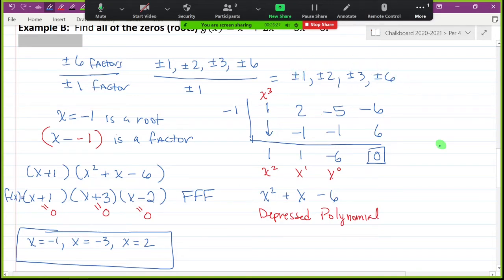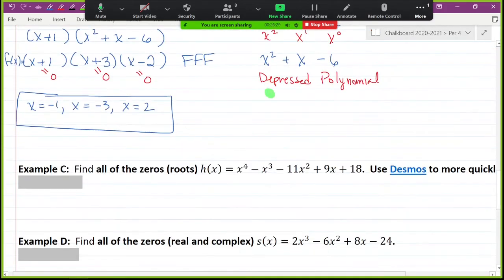All right, let's try another one. So on this next one, it's going to get a little more complicated.